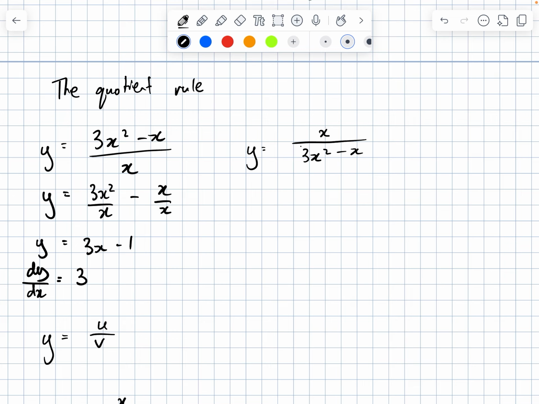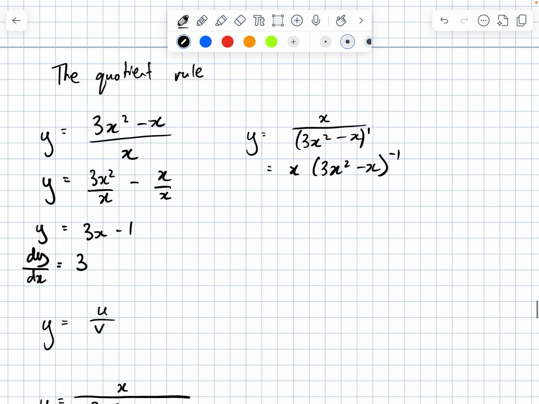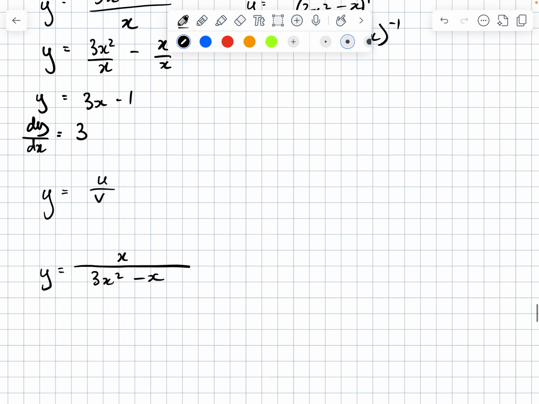Now, one option is to take the whole denominator to the power 1 and rewrite this as x times 3x squared minus x to the power negative 1. And then we could use the product rule. However, there is also something called the quotient rule, which allows you to differentiate quotients without having to rewrite them as a product. So, the quotient rule.